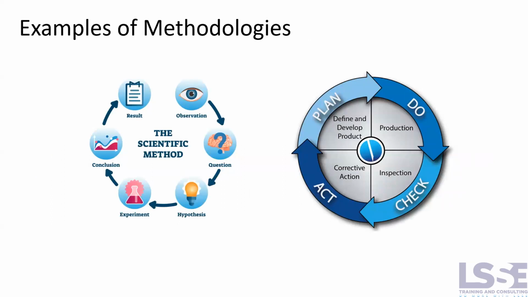DMAIC is an example of a methodology. There are other methodologies out there. For example, you might have been exposed to what we call the scientific method. It's a step-by-step process in addressing questions related to science. So it starts with an observation, you have a question, you have a hypothesis, you perform an experiment, and come up with a conclusion and the result.